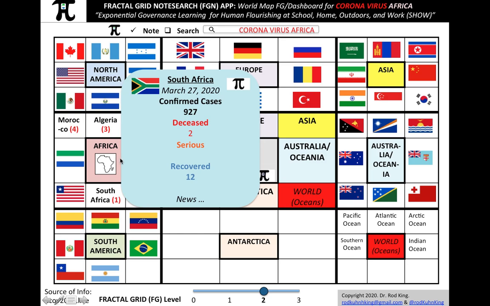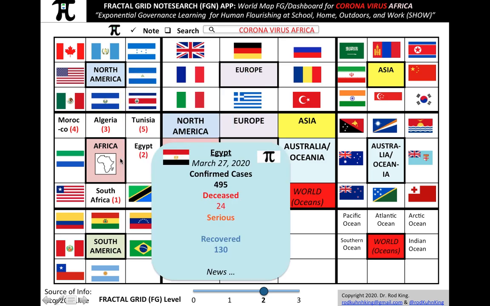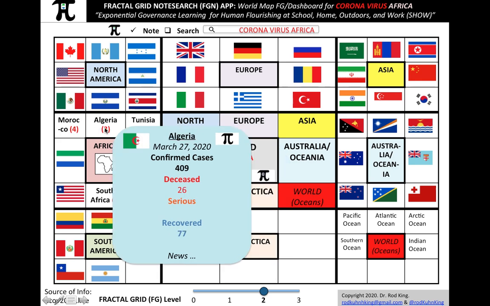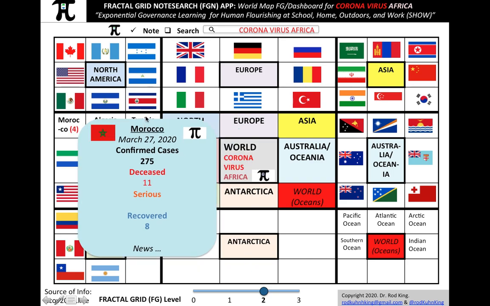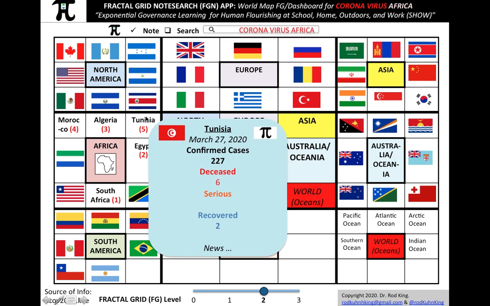We can also look at Egypt by clicking on it, and we have 495 cases. Egypt is at number 2. We can fly over to Algeria and see what the situation is, and the same with Morocco. And we can even come to Tunisia, and we see that Tunisia has got 227 cases, 6 people are dead, and 2 have recovered. If we wanted to have news on Tunisia, we could have easily clicked on news and it would take us to news about the coronavirus in Tunisia.